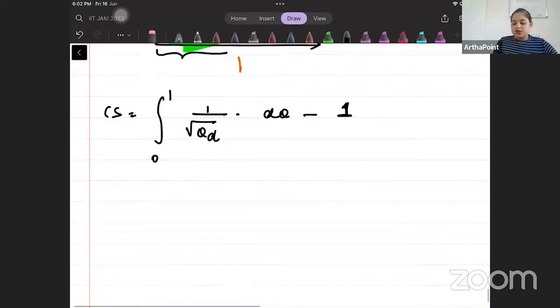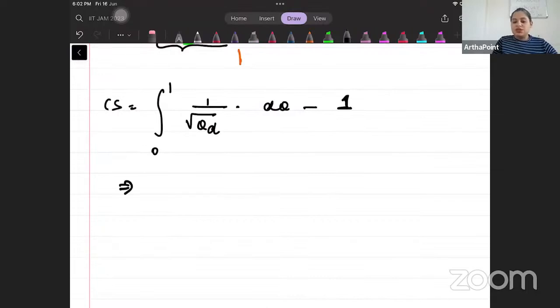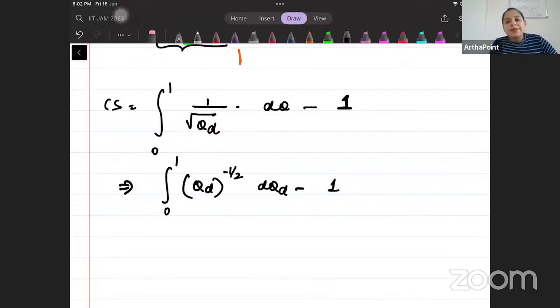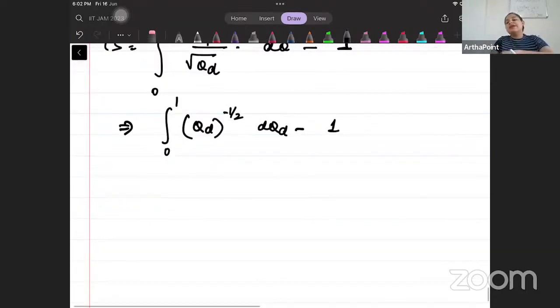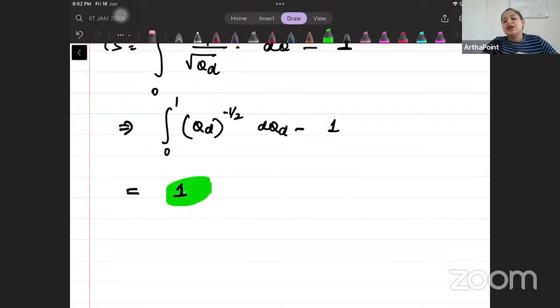That will be consumer surplus, right? So this will become integral of Q to the power minus half from 0 to 1 dQ, minus 1. So beta, what happens in integration? You should know that power increases by 1, right? Power increases by 1 and that comes down also, right? So when you solve this, you will get the answer as 1. So this is how you can find consumer surplus. Very simple, but you should know consumer surplus in this case.